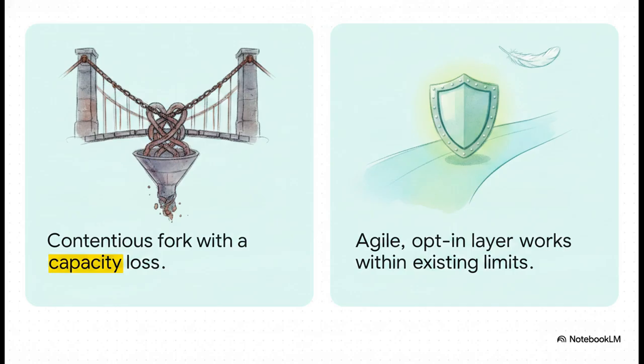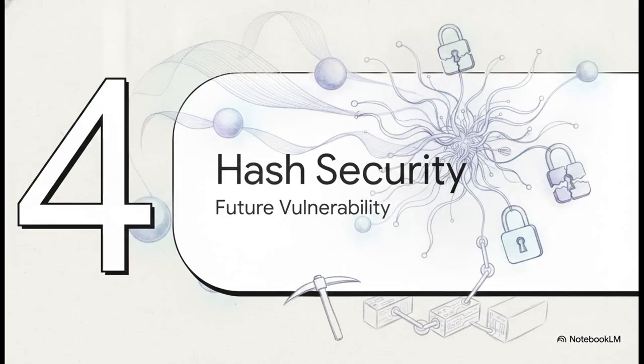Protocol-level PQC mandates a heavy, network-wide migration through a contentious fork, forcing that massive throughput loss on everyone. Conversely, Starkware's QSB acts as an agile opt-in layer. It trades off a messy protocol overhaul to instead secure individual transactions locally. Users and institutions can organically adopt it at their own pace, much like how we saw the gradual, successful adoption of Taproot. Let's move on and see how this builds into Section 4, Hash Security and Future Vulnerability.